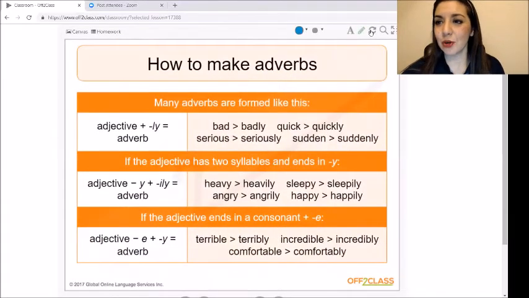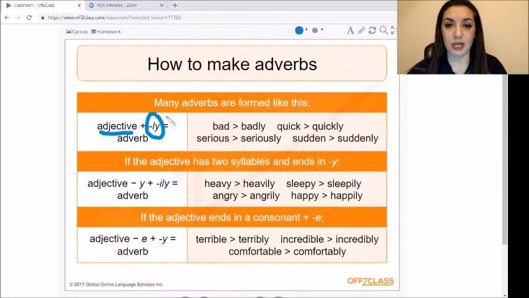Okay, here are some notes for understanding adverbs, how to make adverbs. Many adverbs are formed like this, by simply taking an adjective and adding ly. So for example, bad, you add badly, quick, quickly, serious, seriously, sudden, suddenly.